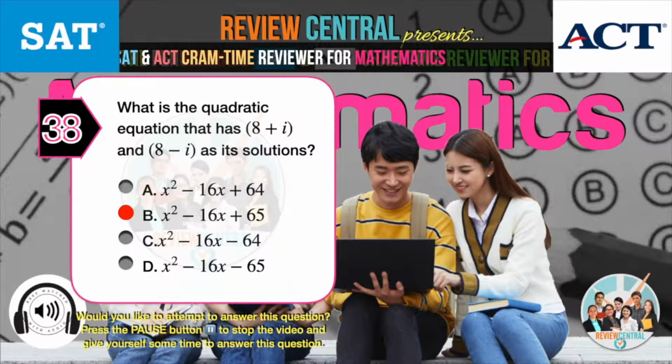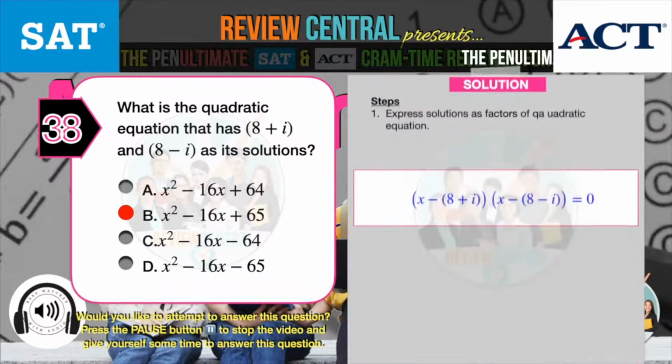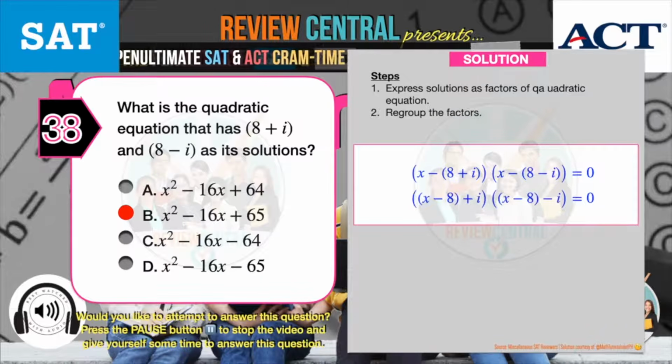What do we do when we encounter the typical quadratic equation problems wherein we are asked to find the solutions? That's right, we factor the quadratic equation. So in this case, since the solutions are already given, we just reverse the process. We express the solutions as factors of the yet unknown quadratic equation, and equate to 0. (x minus (8 plus i)) times (x minus (8 minus i)) equals 0. From here, instead of immediately proceeding to expand the factors, let's regroup them first as follows. (x minus 8, plus i) times (x minus 8, minus i) equals 0.